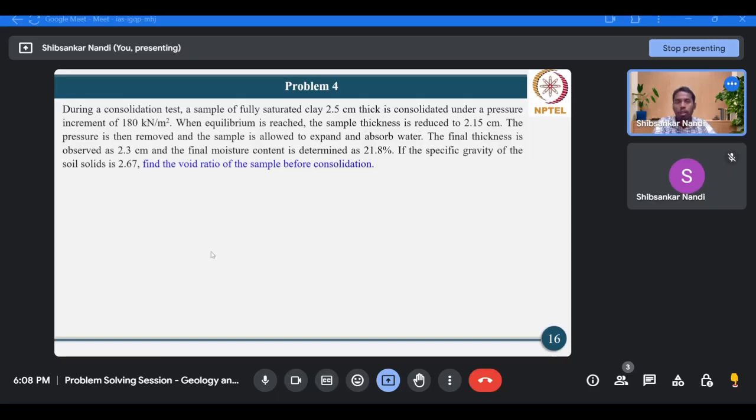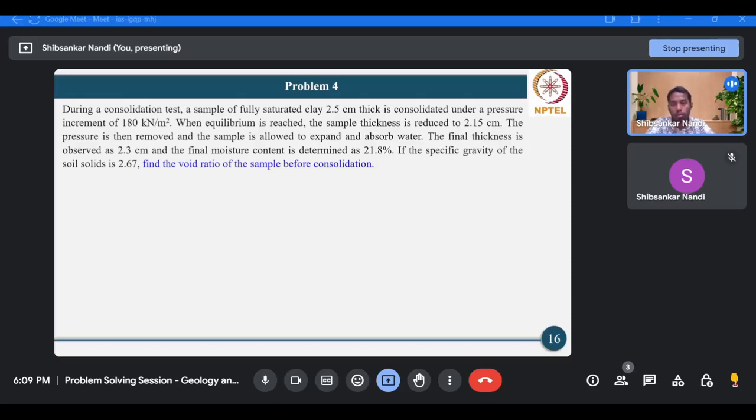Okay, so this is an example of a consolidation test. You can witness from this problem statement how the data are observed or recorded. If you read the problem statement very carefully, you can realize that three specific conditions, or rather three stages, are explicitly mentioned for a consolidation test in this problem.